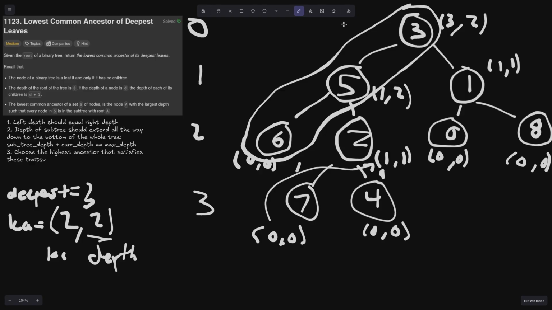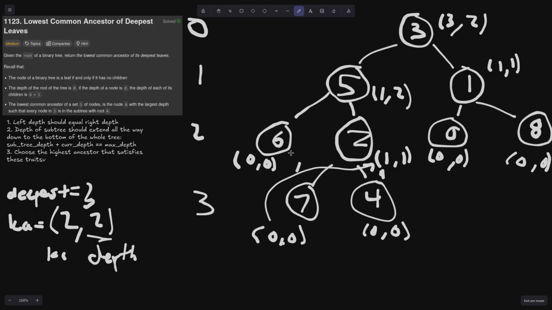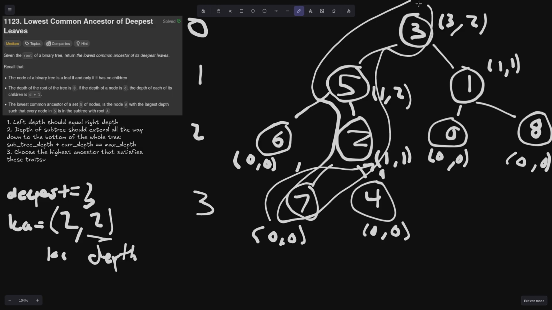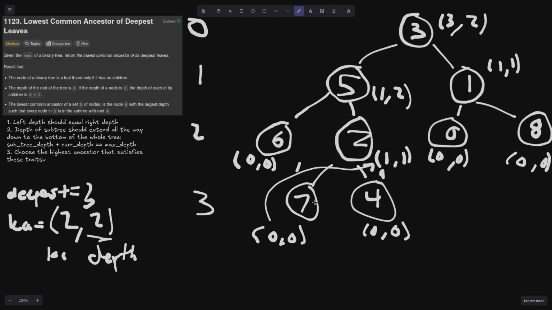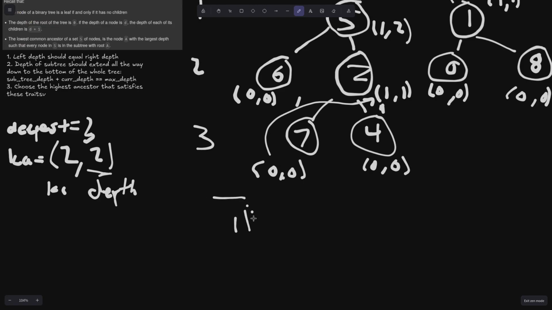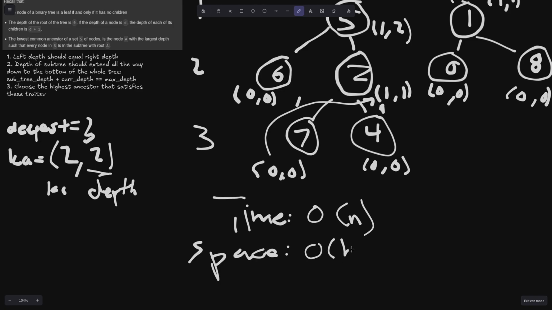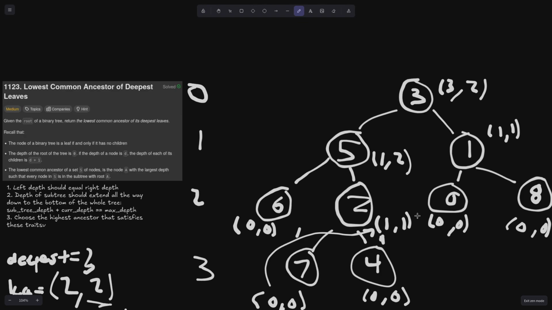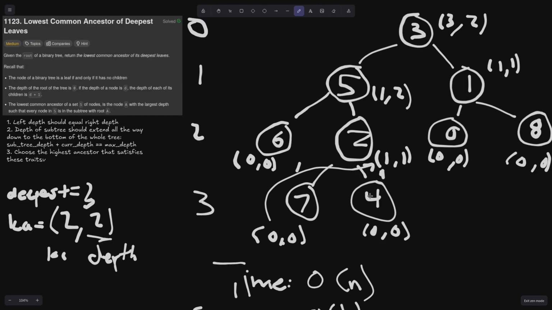So this is the stack trace at 6. But if we come up to 5, 4, 2, 1, the stack trace is only ever 4 long, which is the depth of the tree. So it has a time of O of n and a space of O of, actually I'll call it the height. That's a little bit better. All right, and this was Leetcode 1123, lowest common ancestor of deepest leaves.